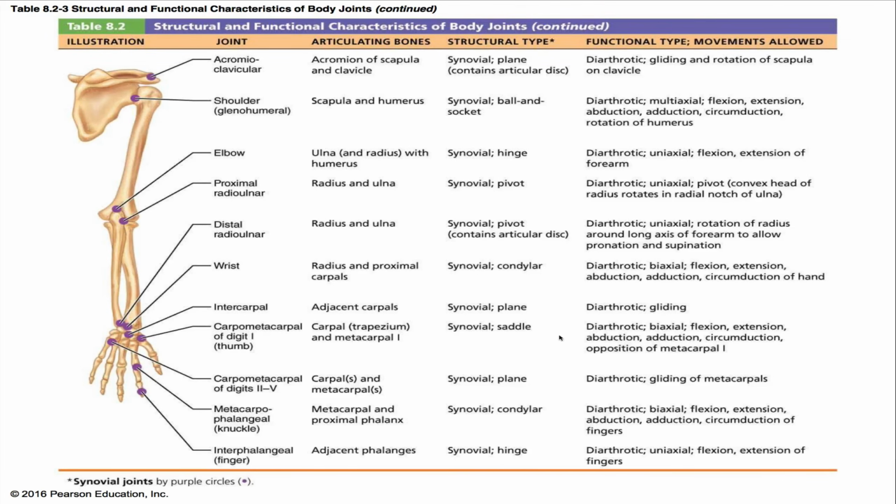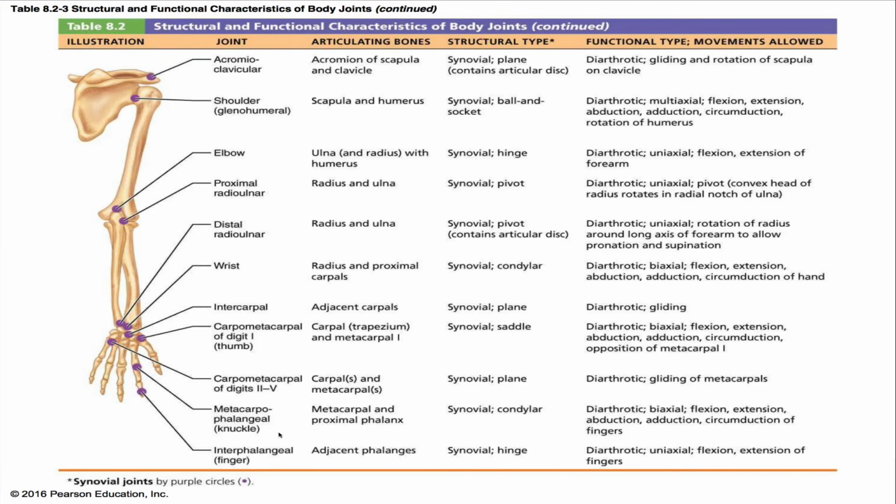Again, like I said, we'll be looking at these motions in the next few slides, so don't worry about it. If it's not in this lecture, it's going to be in the next lecture in part B. We have your carpals and metacarpals of distal digits 2 to 5. And again, you have your carpals and metacarpals over here. It's a synovial planar joint, diarthrotic, and you have gliding of the metacarpals here.